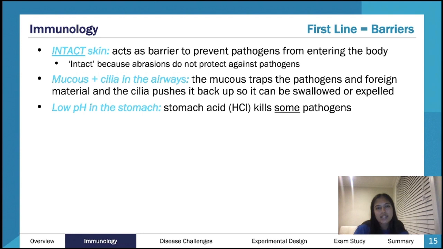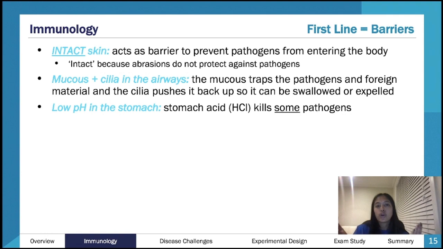Your mucus can trap those pathogens, and then the cilia push it so it gets chucked back out or swallowed. But there are also chemicals within the mucus that can help to degrade that pathogen. So if you're going to describe it from a chemical aspect, make sure you're being specific, and be mindful that VCAA may ask you what some examples of physical barriers are, or what some examples of chemical barriers are. You need to know different ones.